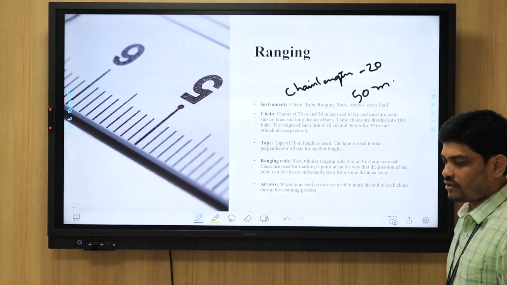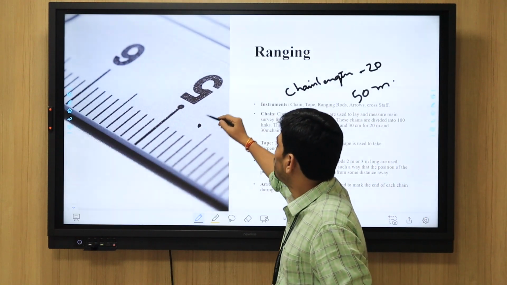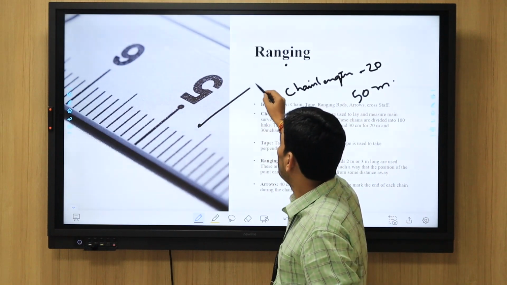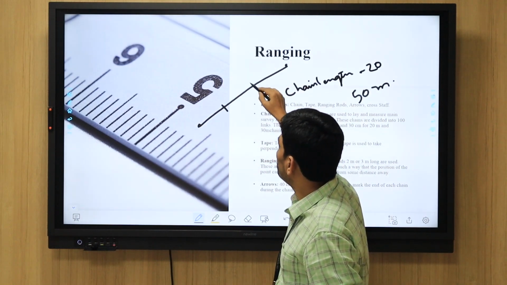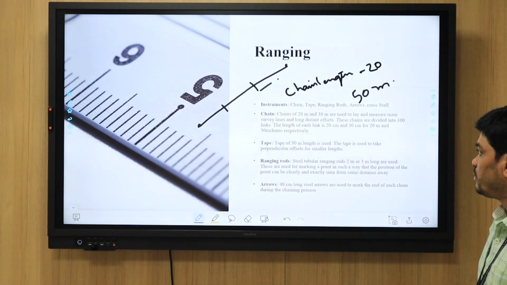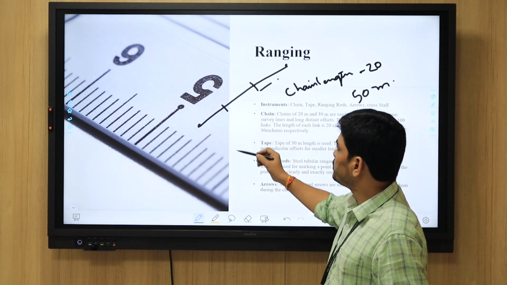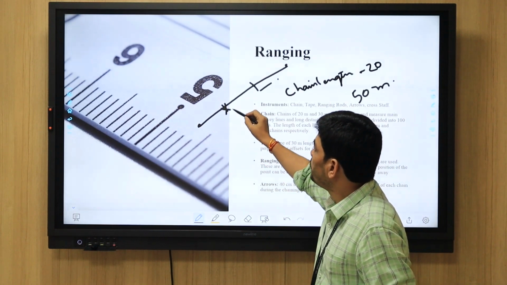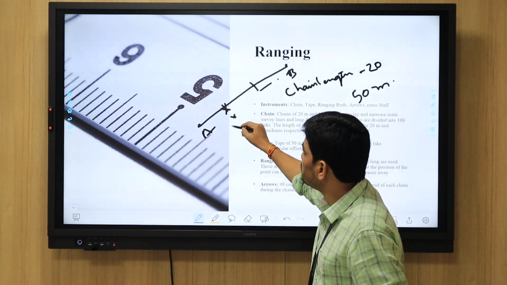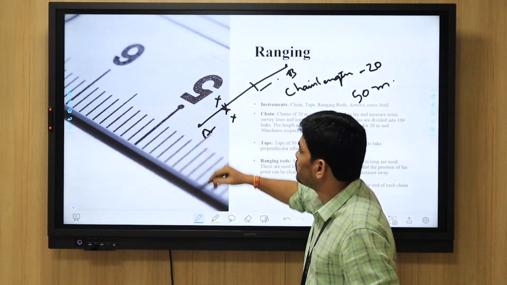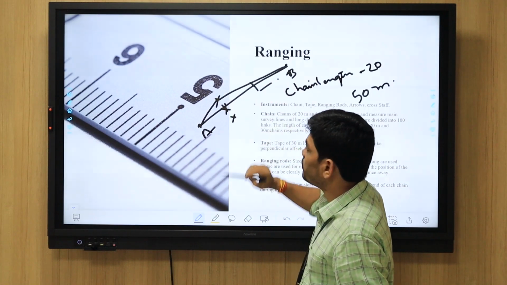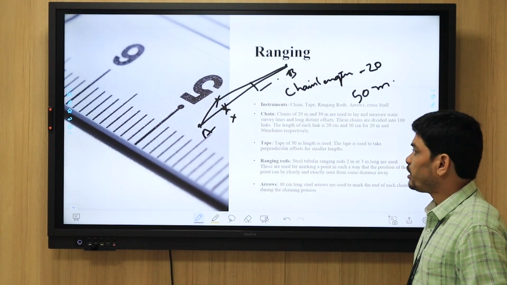You may feel that the distance between these two points is 50 meters, so up to here 20 meters, another 20 meters, this is 10 meters, like that. But it is not possible in practice. The reason is, how will we know that this point is between A and B only? It may be here also, it may be here also. If you measure, do you think you will get the correct value? It won't. You won't get it.